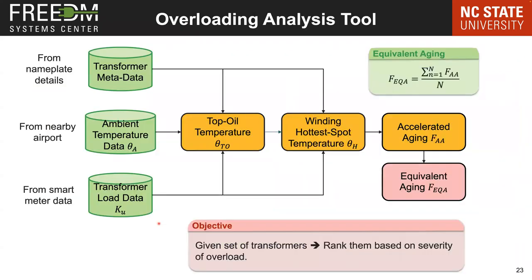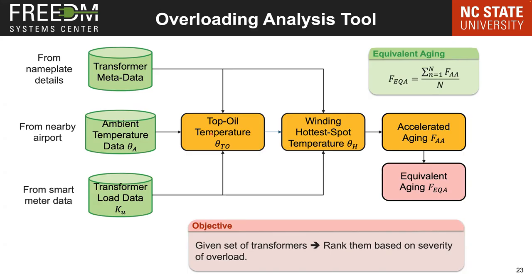So basically, this is our tool. We are going to use the ambient temperature data, which you can easily get from a nearby airport. Utilities don't record the ambient temperature data, but it is available readily with weather stations and airports. You use the smart meter data to build the transformer load profiles with per unit loading. And those temperature models involve a lot of parameters specific to the transformer, like size of the transformer, weight of the transformer, oil capacity. All these can be obtained from the nameplate rating. So this is like metadata available for each transformer.